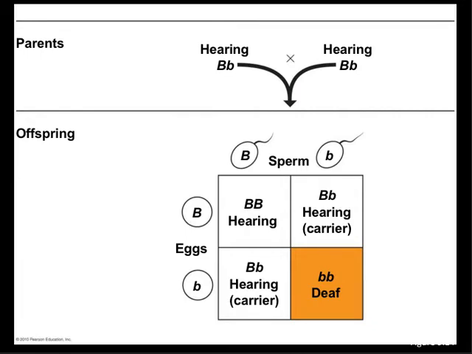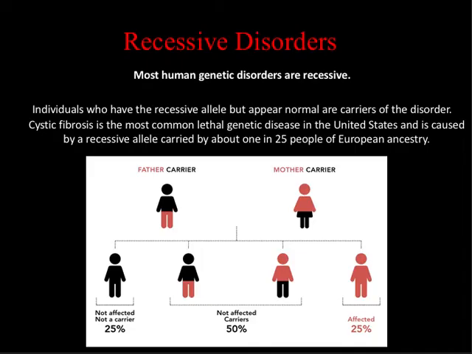Let's have a look at some examples of conditions. So, recessive disorders. Most human genetic disorders are recessive. Why? Because the fathers and the mothers don't know they carry them. They have children without knowing they carry the allele that codes for a disease, and so they pass it on to 75% of their children. 50% of them are carriers and 25% of them actually show the disease phenotypically.